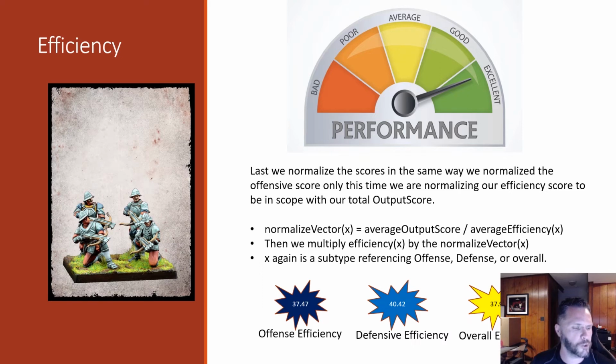In this case, you can see the crossbowmen come out to have an offense efficiency of 37.47, defense of 40.42, and overall 37.96. And you may say, wow, those numbers are a lot larger than the numbers I just saw for output score. That's true. That's because I'm taking into consideration all of the units, and we've got units that have an output score of 50. So my range is 1 to 50. These efficiency scores actually fit right in with that. You just don't see that because we're just focused on crossbowmen.